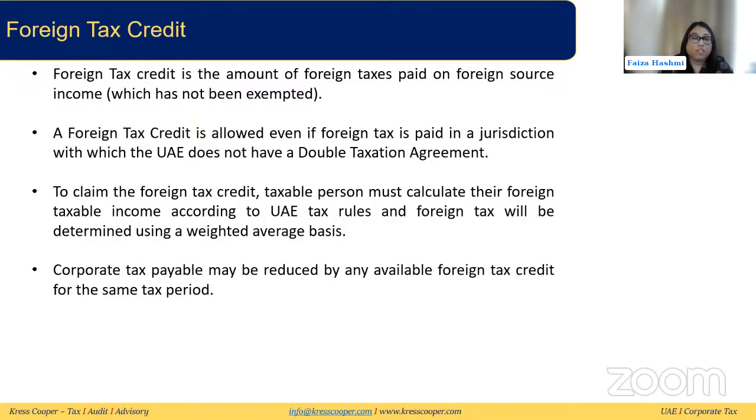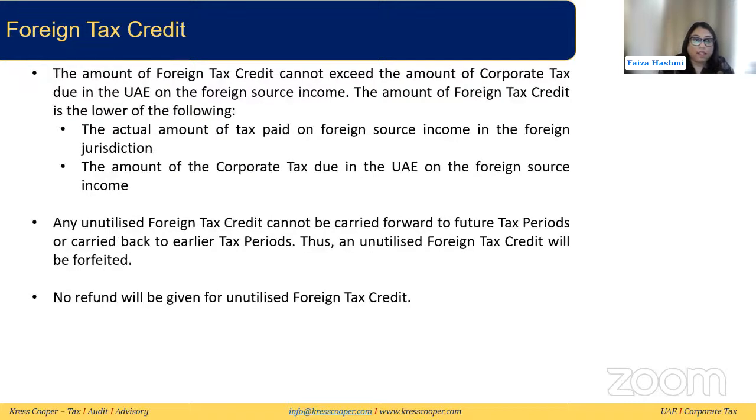Now, to claim this foreign tax credit, the taxable person has to calculate the foreign taxable income according to the UAE tax rules, and foreign tax will be determined using a weighted average basis. Corporate tax payable will be reduced by any available foreign tax credit for the same tax period. Unlike the withholding tax, this foreign tax credit cannot be refunded. The amount of foreign tax credit should not exceed the amount of the corporate tax which is due in the UAE on the foreign source income, which means that the actual amount of tax paid on the foreign source income might be higher.